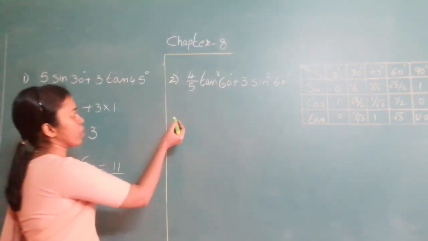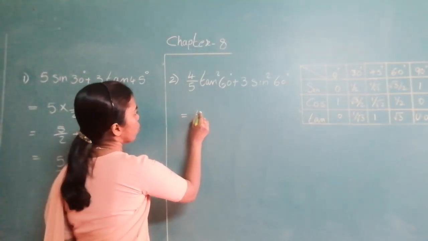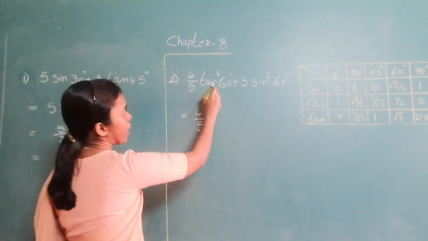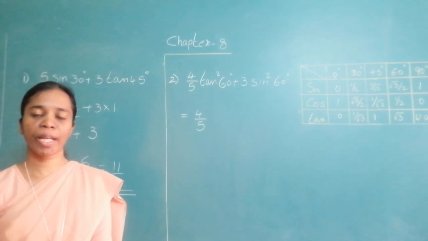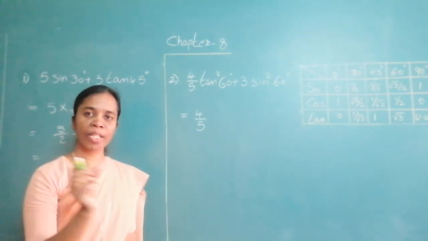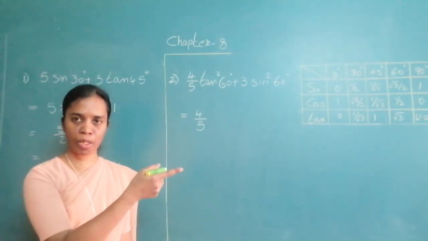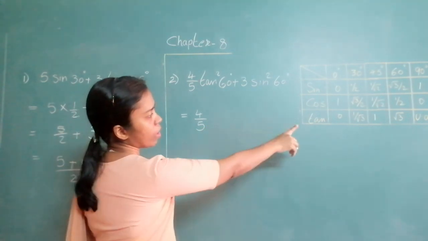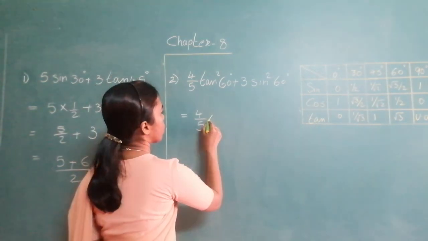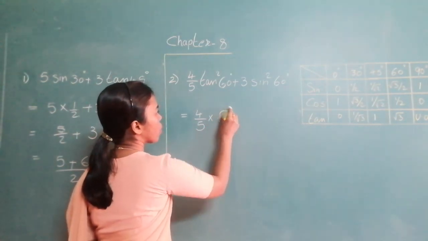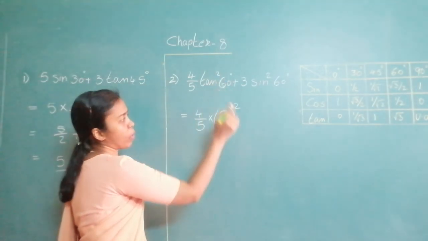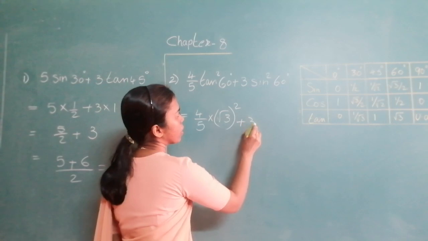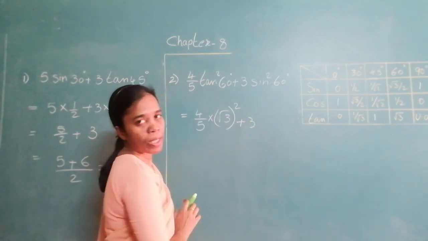Now look at the second one: 4 upon 5 tan square 60. How do we find tan square 60? Find tan 60 and square it. What is tan 60? Tan 60 is root 3. So into root 3 square. Take care of the square because it is tan square. Plus 3 sin square 60.